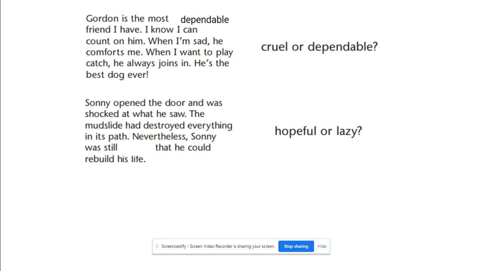So what will we describe him as? Hopeful or lazy? Well, the word that we want to use here is hopeful, right? Because even though this terrible thing has happened, Sonny is still optimistic that things could work out. That means that he's hopeful, right? Lazy would be if he was just like, I'll figure it out in the morning or something like that.